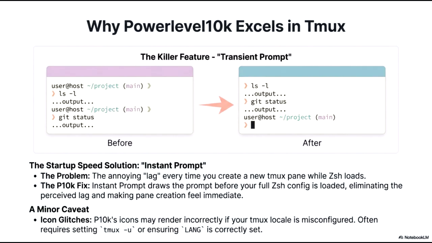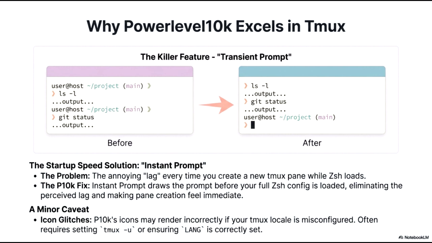Another major advantage is the Instant Prompt feature, which addresses the startup lag common when opening new tmux panes. Typically, you have to wait several milliseconds or even seconds for your full Z shell configuration to load before you can start typing. PowerLevel 10K solves this by drawing the prompt immediately, allowing you to begin working while the rest of the shell environment finishes loading in the background. This makes the creation of new panes feel instantaneous and responsive.